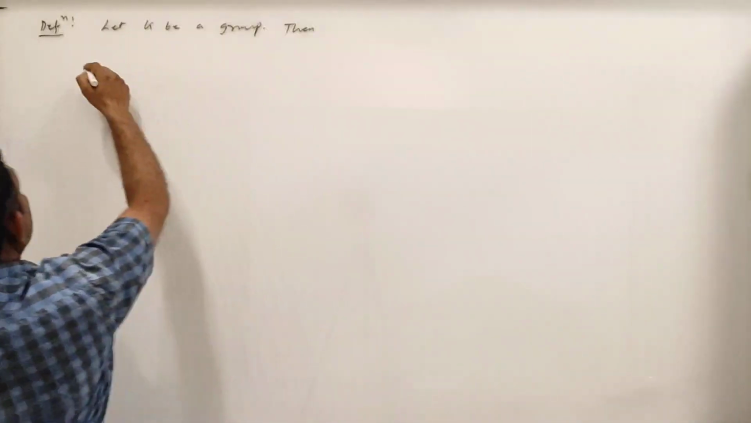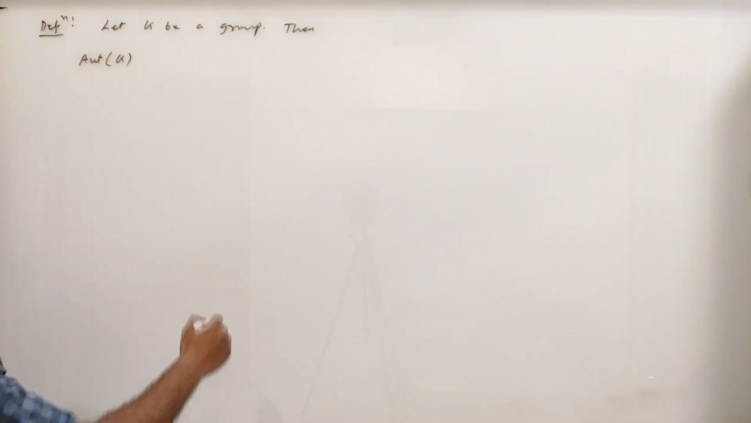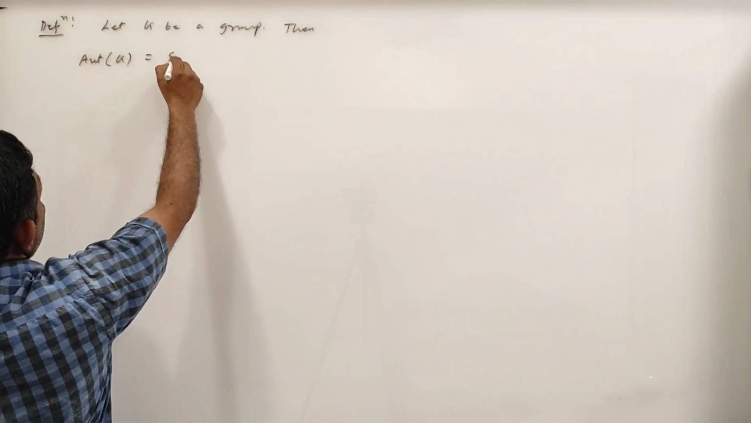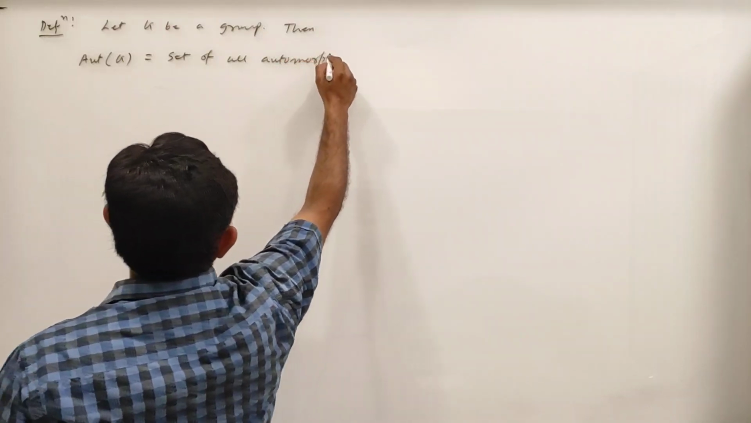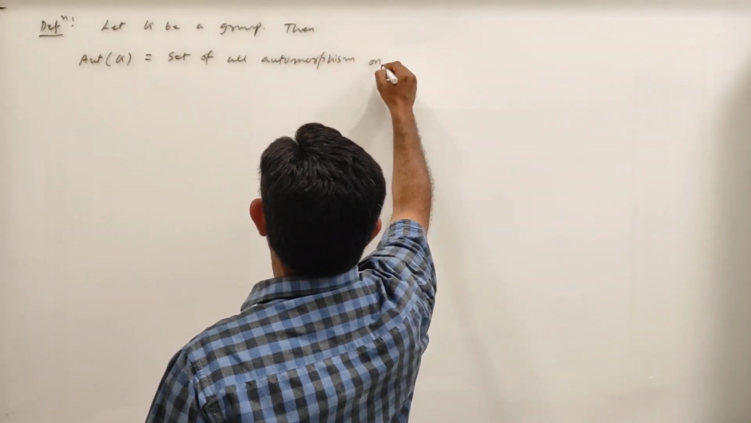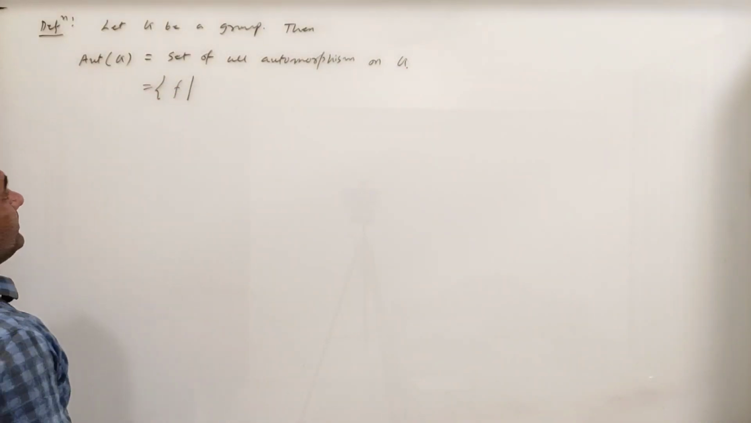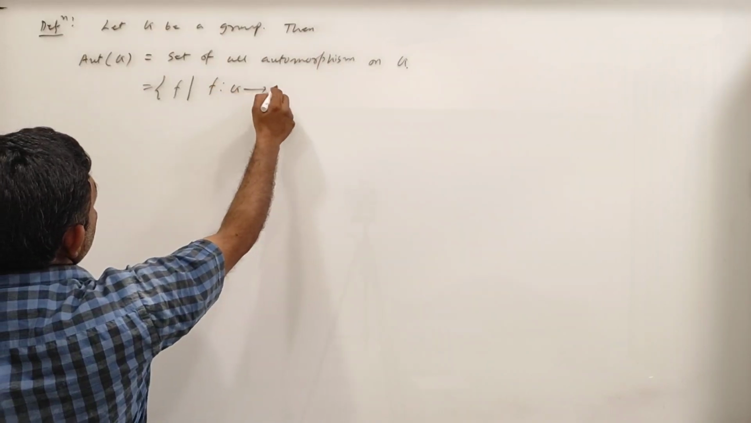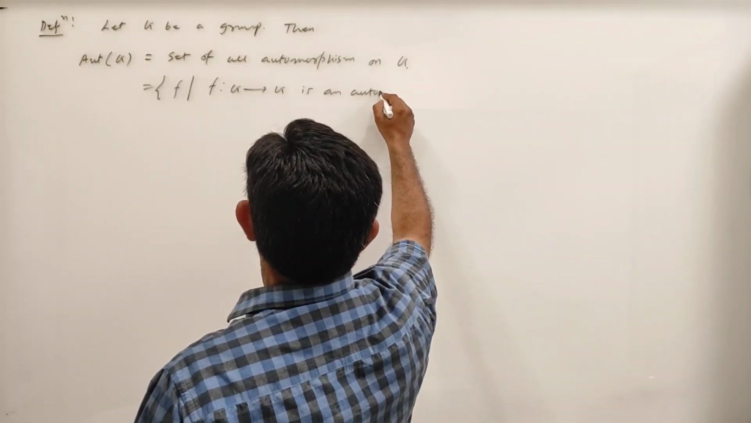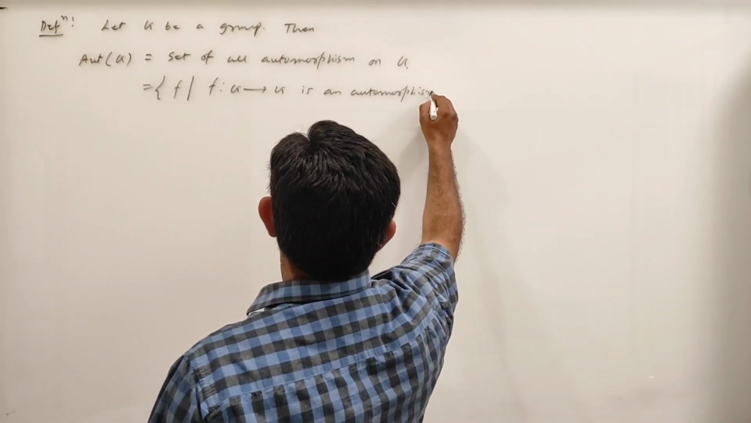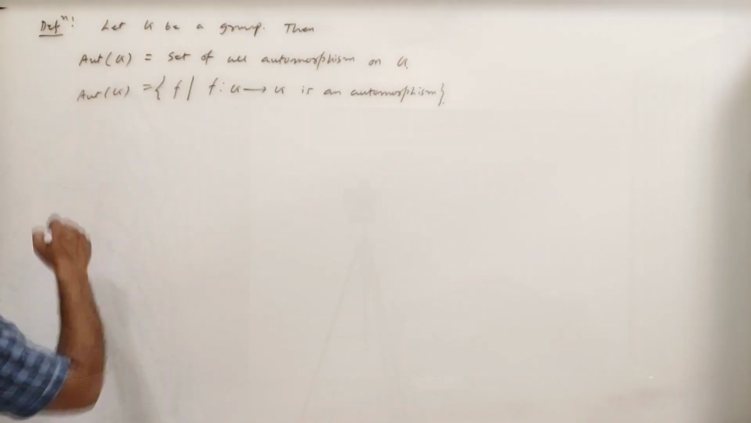Then Aut(G) stands for the set of all automorphisms on G. That is, if I write it, it is a collection of functions f such that f is a mapping from G to G and is an automorphism. This is my Aut(G).